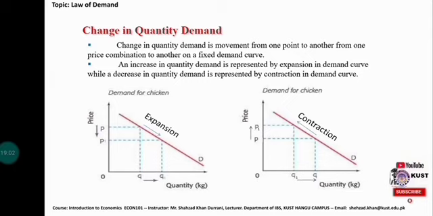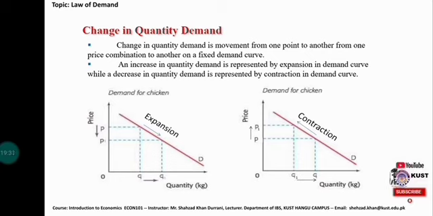Look at the first graph. We can see that there is an expansion in the demand curve. How? We can see that the quantity demanded actually increases with the decrease in the price, right? So we can see the expansion, and this is called expansion in the demand curve, along the same fixed demand curve.